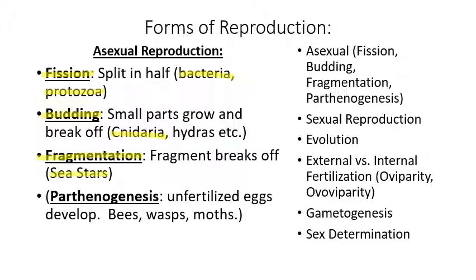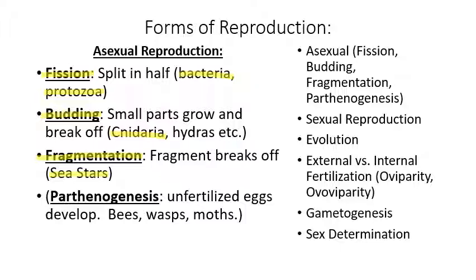But sea stars can also reproduce sexually as well. So there are male and female sea stars. So they can reproduce sexually as well as asexually. Humans obviously cannot reproduce asexually. But there are some organisms on Earth that reproduce both sexually and asexually.